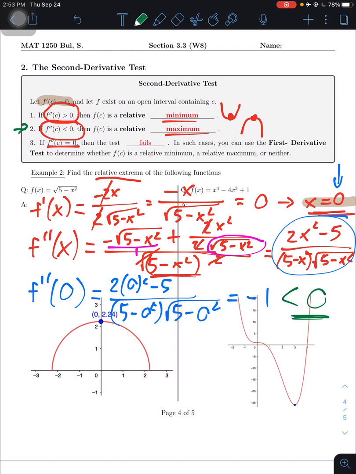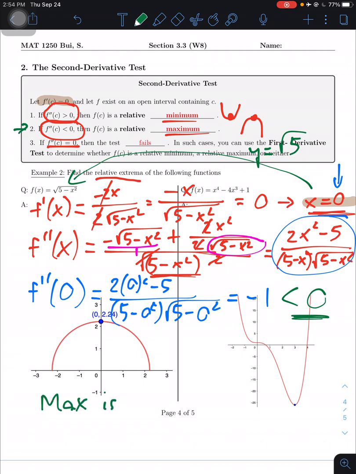So now, I told you guys whenever we have an x value, we always have to plug it back into the original function to get the y value, right? And if you do that, in this case, you're going to get the y value, or f of 0. It doesn't matter what notation you want to write down. It equals square root of 5. Okay, so together, the maximum in this case is, let me just put max.